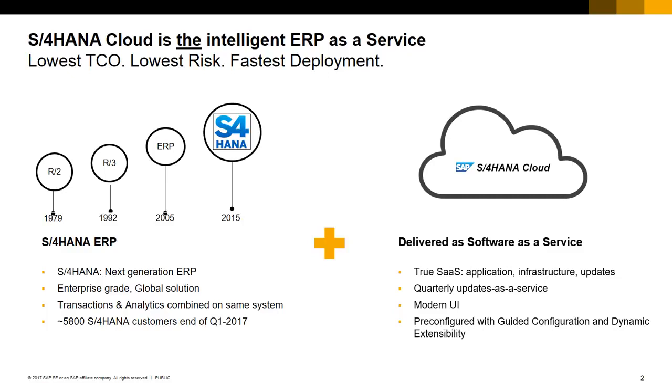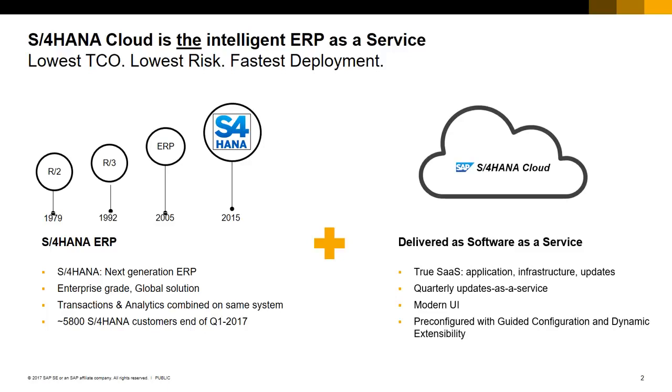While releasing this to market as an on-premise solution, at the same time we've been developing the SAP S/4HANA Intelligent ERP as a Service, which is the full software as a service public cloud solution that we can offer to our customer base today. A true SaaS application where our customers consume the business processes, innovated by quarterly updates, pre-configured with guided configuration and dynamic extensibility.